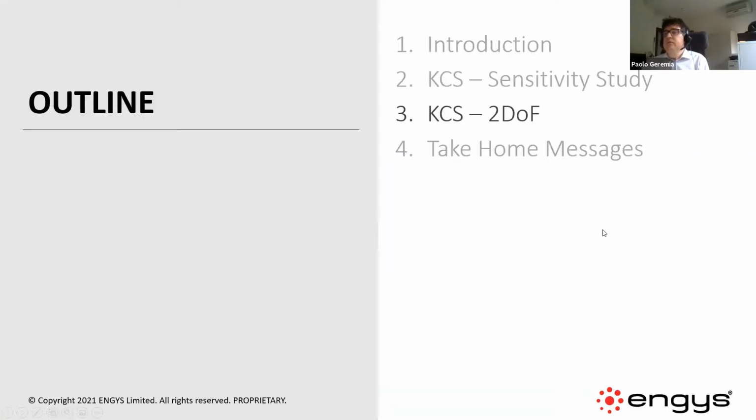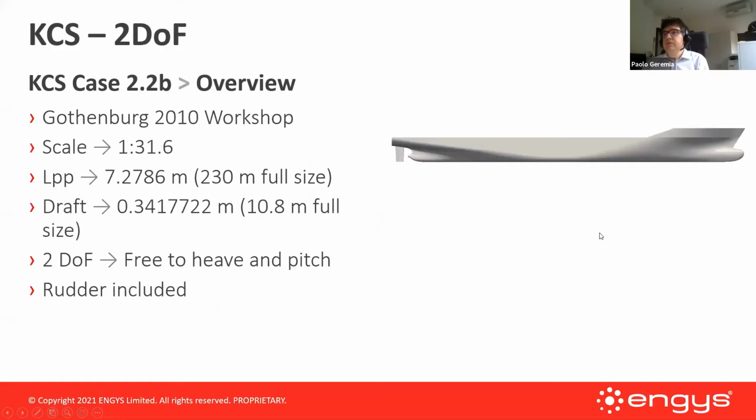And moving to the 2 degrees of freedom, we have the same case. So the KCS with the rudder, taken from the same workshop, Gothenburg 2010. The case is the well-known 2.2B, same scale, same dimension, and so on.